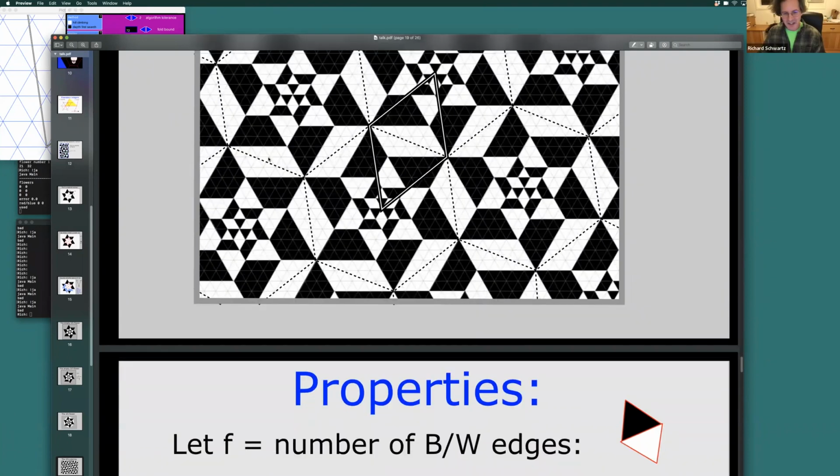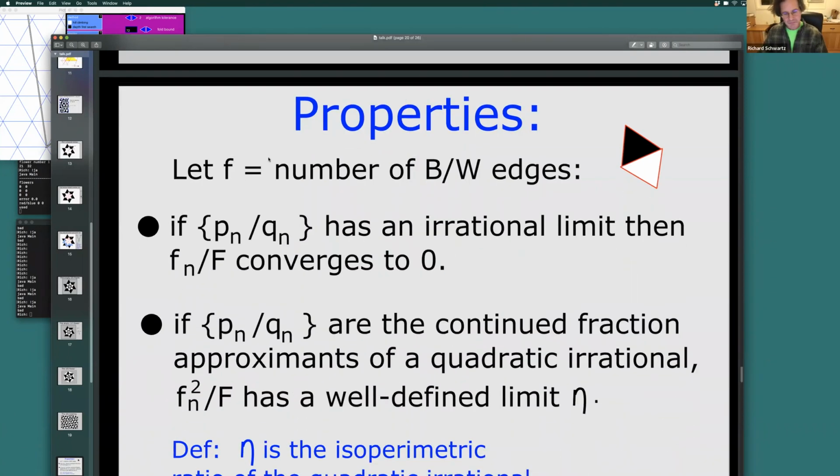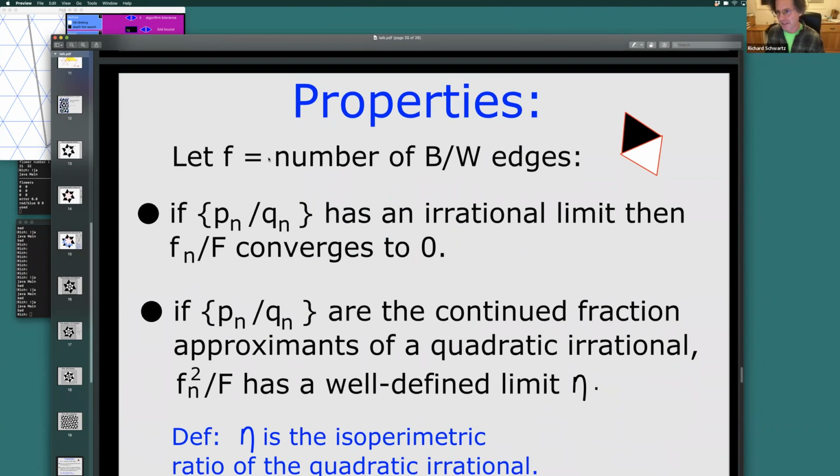Yeah. Okay, well, anyway, I worked out a few basic properties of this thing. Suppose F is the number of black and white edges. That's this fold count. Then if you have a sequence of rationals converging to an irrational limit, then this capital F is the number of triangles. So somehow this is saying that the fold count is going to 0. So at least you're getting lots of big regions.